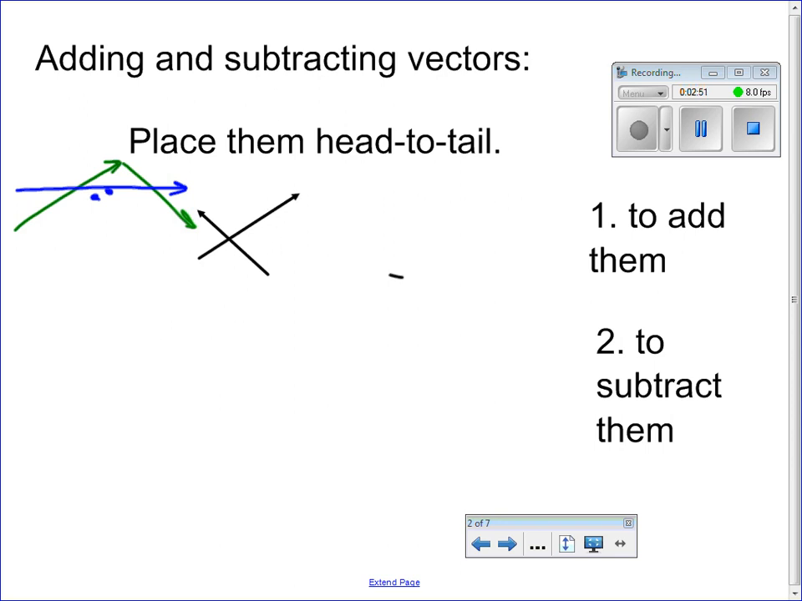Main point here, when you want to add vectors together, you place them head to tail, and the resultant is from the tail of the first vector to the head of the last vector. And the beautiful thing about this is we can take as many vectors as we want, and they will add together, and we can use this method to get the result.